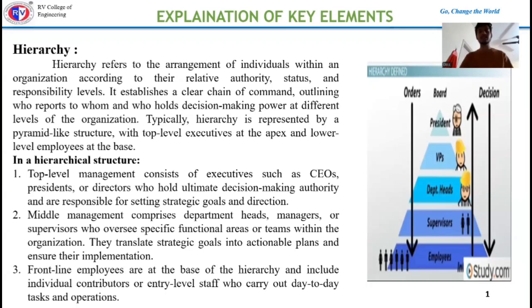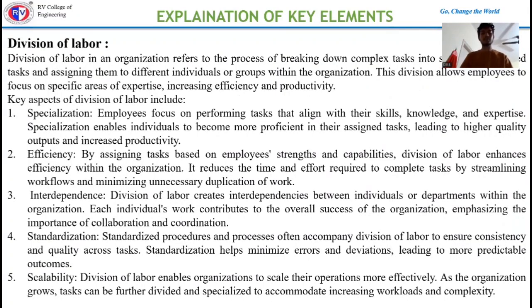So this makes complex tasks more efficient and gives better performance output, with higher productivity and efficiency. Key aspects of division of labor include specialization. Employees focus on performing tasks that align with their skills, knowledge, and expertise. Individuals become more proficient in their assigned tasks, leading to higher quality outputs and increased productivity.